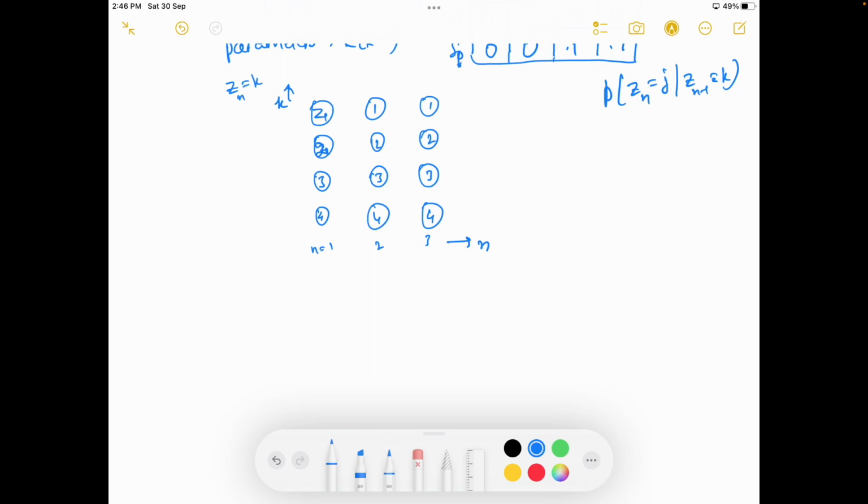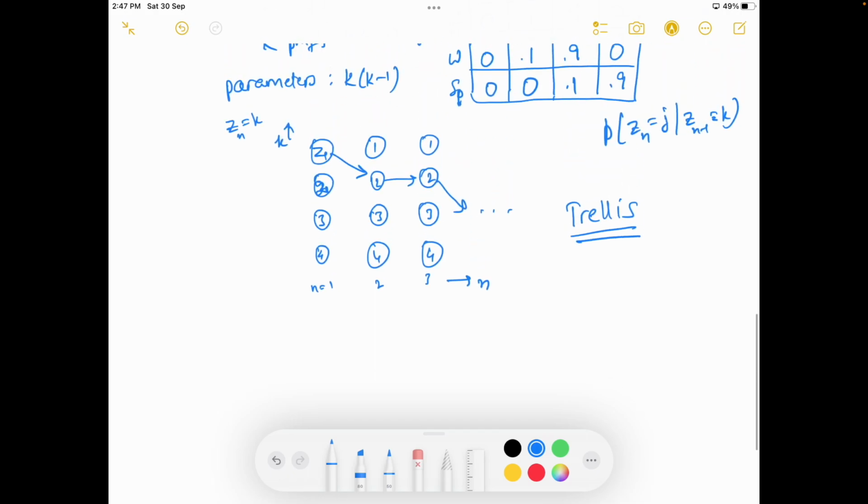So Zn equal to k. Let's say I'm sitting here, then I'm making a transition here. I'm sitting here, I'm making a transition here, and I'm making a transition here, like that. This is called a trellis. You are sitting here, then you make a transition here, then at n equal to 1 you are here, n equal to 2 you are here, n equal to 3 you are here. In this way you keep evolving, means the state keeps jumping, the state keeps changing, right? We will use it a little later. This is the kind of representation for transitions.